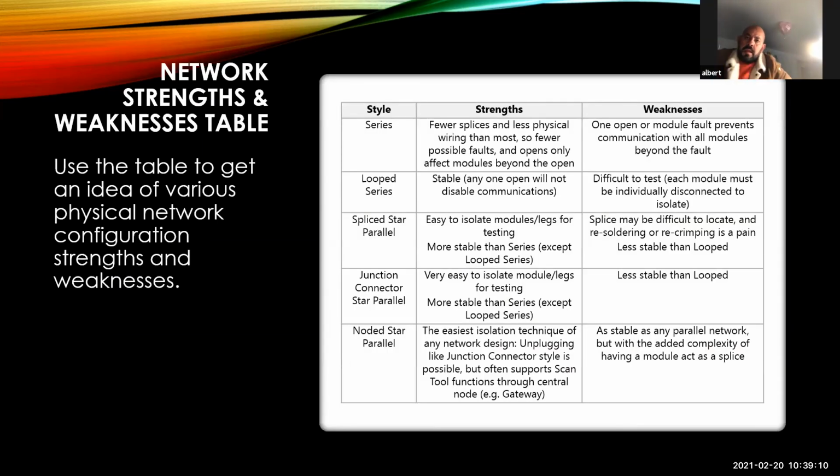Yeah. So we did put a chart in here of network strengths and weaknesses. It talks about the different networks: series loop, series splice star parallel, junction star parallel, and node to star, and it talks about strengths and weaknesses. So this is just kind of a good table. I'm not going to read it to you. I figure you guys are all able to read by now. But I did want to point out that it is in the book.